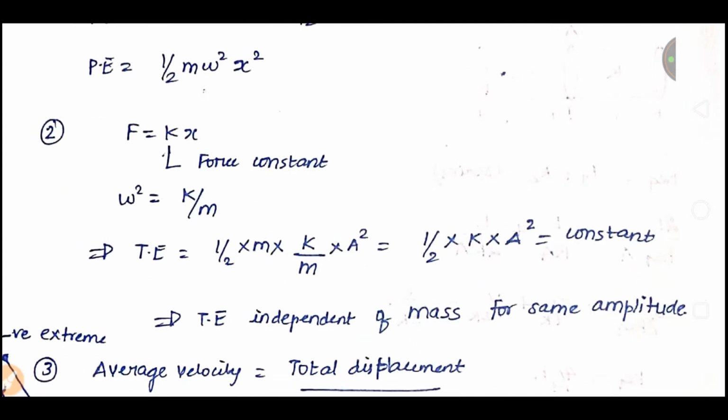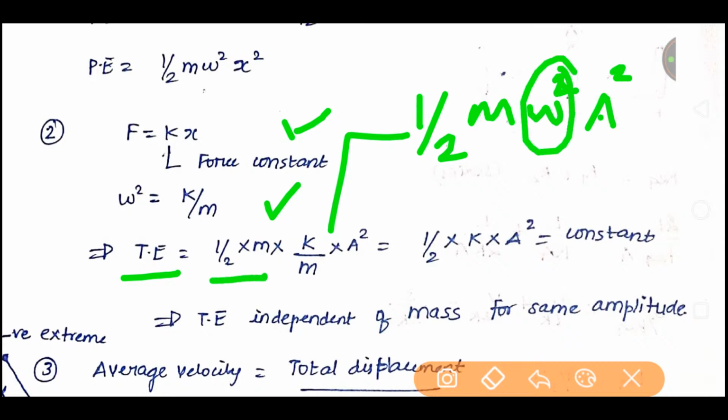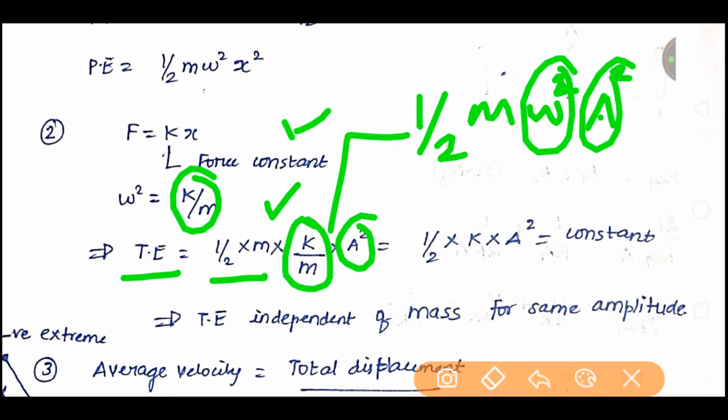Next, F is equal to kx. So k means force constant. This formula you know. Omega square is equal to k by m. This formula also you should know. What is total energy? Half m omega square a square. What is omega square? k by m. So k by m into a square, and m cancels: half k a square.